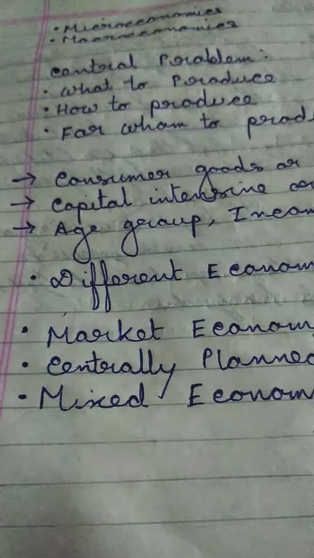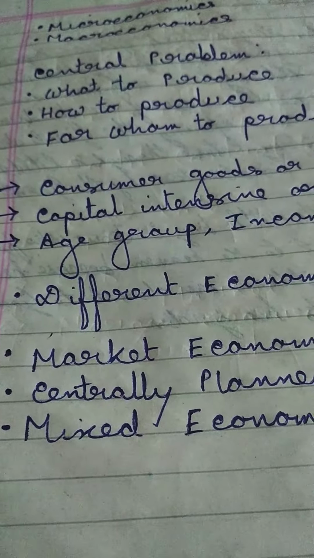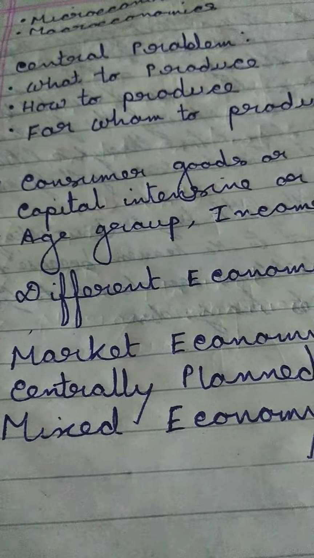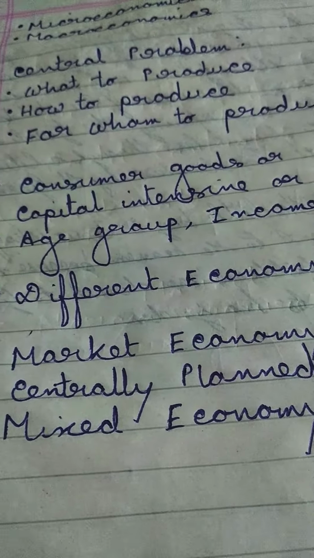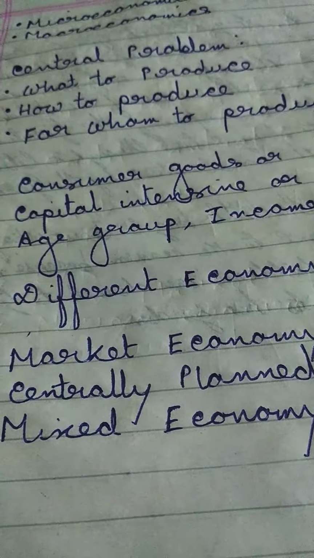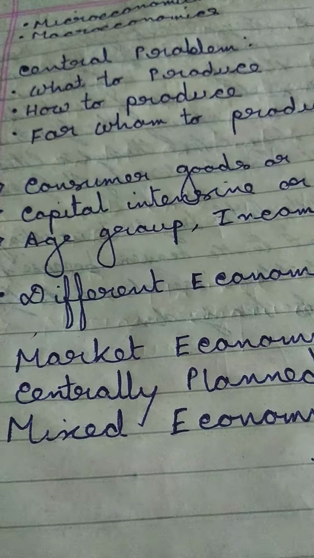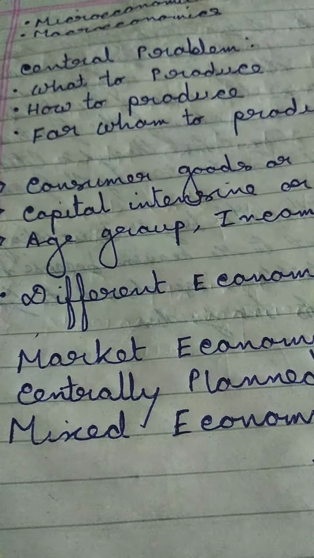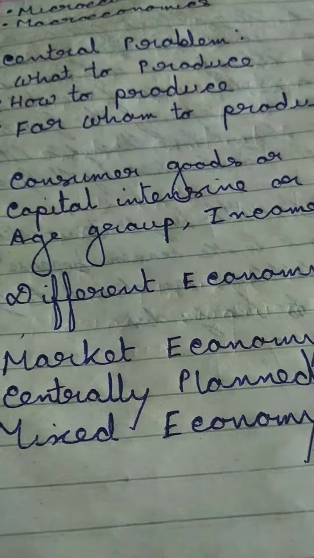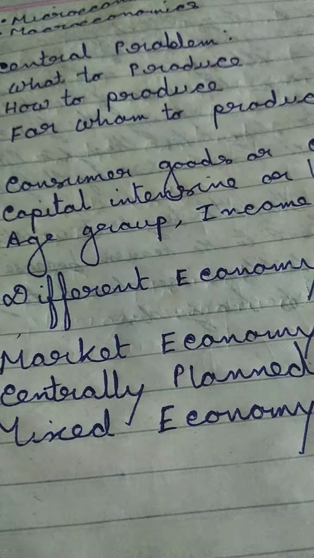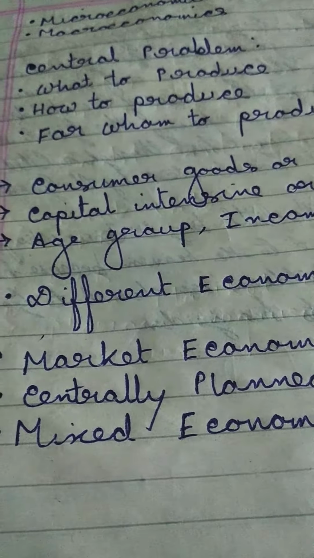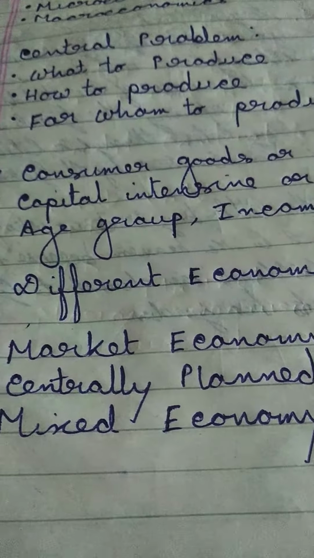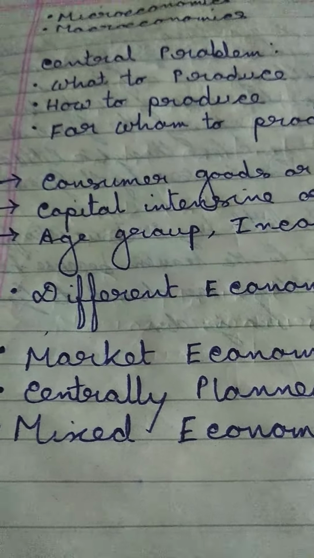Now the last one is the mixed economy. A great example of a mixed economy is India, where you can see market economy as well as centrally planned economy simultaneously. Means where decisions regarding what, how and for whom to produce are taken on the basis of market forces as well as on the basis of social considerations. Means public and private sectors are working in India simultaneously. So that's all about it.